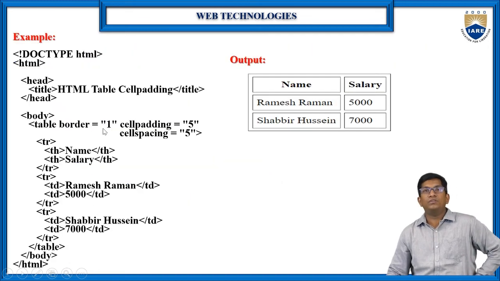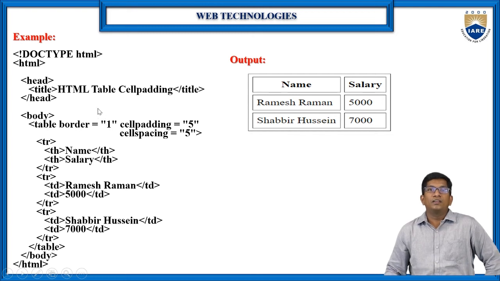So here is one example for cell padding and cell spacing, right? Table border is equal to 1. That means it will display the border. In the previous example, it did not display the border. By default, it will be 0. If you specify border is equal to 1, then it displays the outer line here, right? And each cell is also separated.